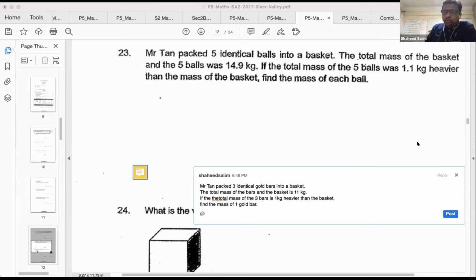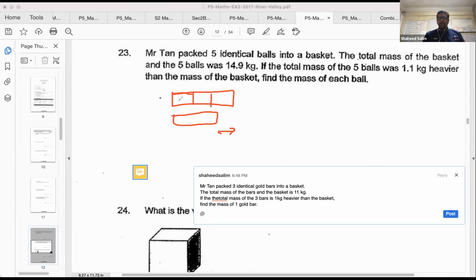Okay, I am now going to draw the model. First of all, they say that there are 3 identical gold bars. 1, 2, 3. So these are the gold bars. And then there's also the basket. The basket is 1 kg lighter than the 3 gold bars, and the total weight is 11 kg. Now I've drawn part of it for you. Can you try and see what to do? This is the model. Try. We don't have much time now.